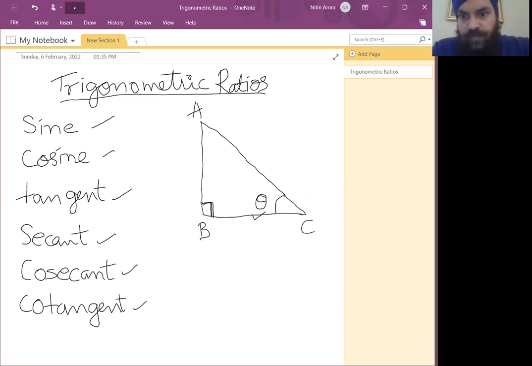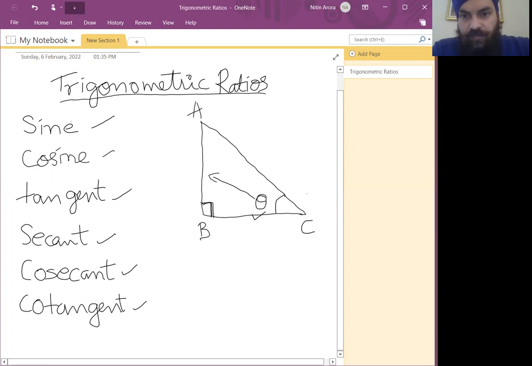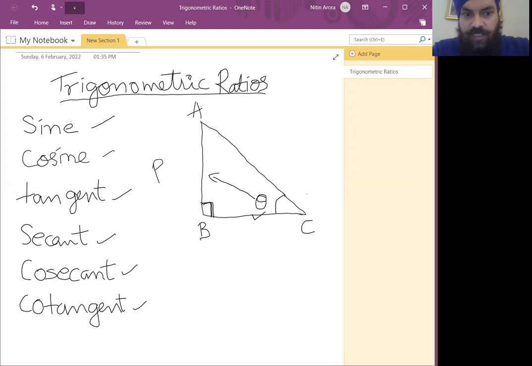Now, opposite to this acute angle, we have the perpendicular side, which is marked by P. And opposite to this 90-degree angle, we have the longest side, which is termed the hypotenuse. And the remaining one, which lies between the hypotenuse and perpendicular, is called the base, represented by B.